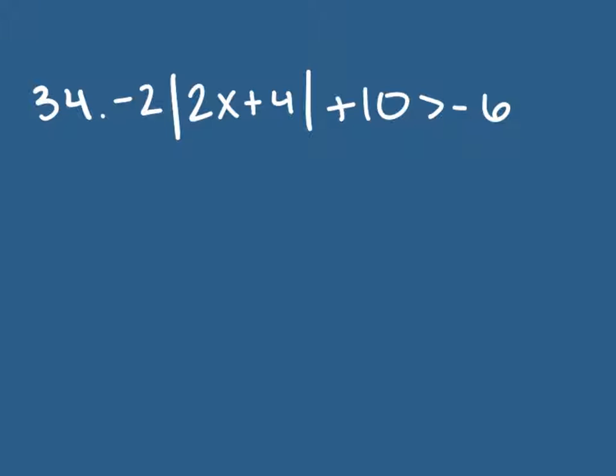Number 34 is even more complicated than 32 because now it says we have -2 times the absolute value of 2x plus 4 plus 10 must be greater than -6. So the first thing I'm going to do is, just like in the first 2 examples on this slide, subtract 10 from both sides. So I get -2 times the absolute value of 2x plus 4 is greater than -16.